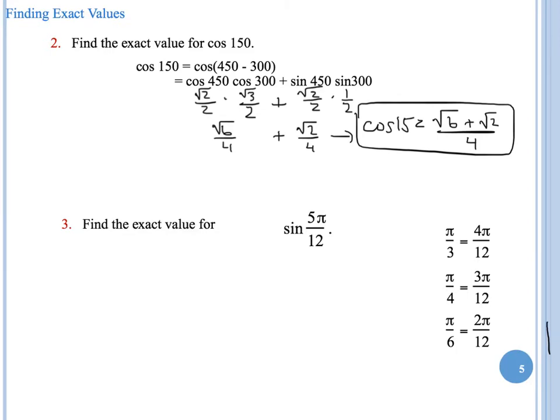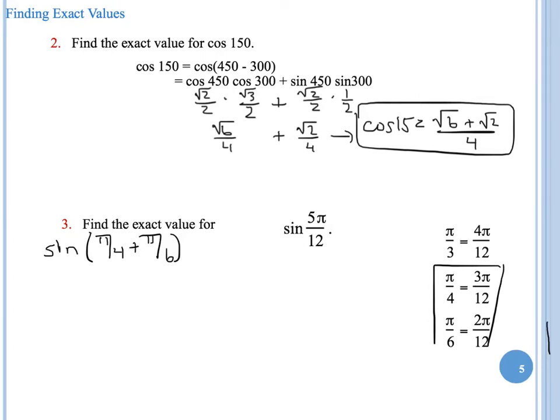Now, your next favorite, looking at 5 pi over 12, we're going to have to break that down into some radians. So the ones we know on the unit circle would be pi over 3, pi over 4, and pi over 6. So I'm looking to see which of those two either add or subtract to give me 5 pi over 12. And it looks like it would be pi over 4 and pi over 6. So I'm looking at an addition formula of pi over 4 plus pi over 6.